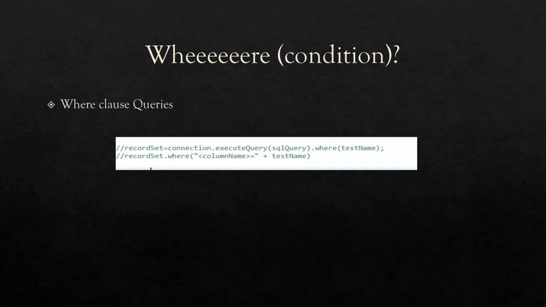So let's say the where condition or where clause here. We can use it two ways. The one way, which we did in our coding, is connection dot execute query dot where condition. The other way is to get the record set first and then you can apply this where clause to the record set, dot where condition, where column name equal to test name. You can use the variable as well here.